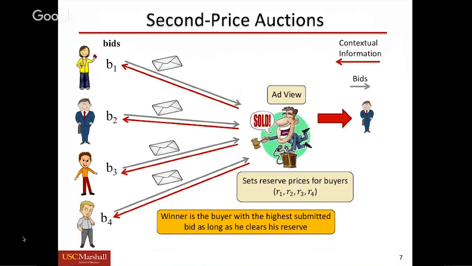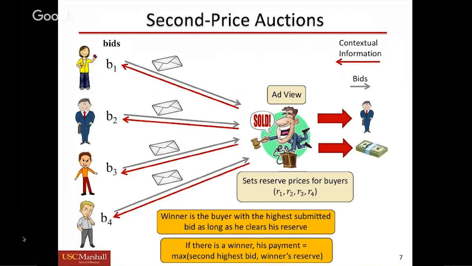And then the seller would run the second price with reserve. So the winner would be the one that has the highest submitted bid, if the winner clears the reserve. And the payment that the winner pays would be the maximum of the second highest bid and the winner's reserve. So this is the lazy version of the second price.